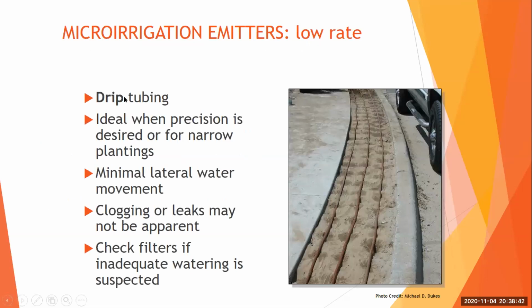So some types of micro irrigation are emitters or drip irrigation, drip tubing. These are types of micro irrigation.